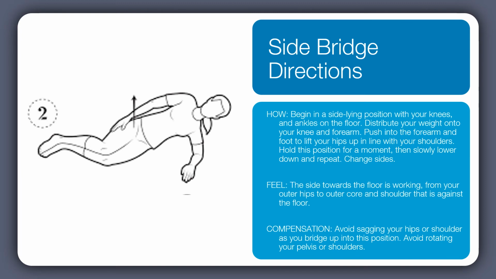Last is the side bridge. This is the easy variation of side bridge. So you're on your side, on the forearm and the sides of the hips and the knees. And then you gently push yourself up. So lifting the hips up in line with the shoulders, holding here, or doing sets.